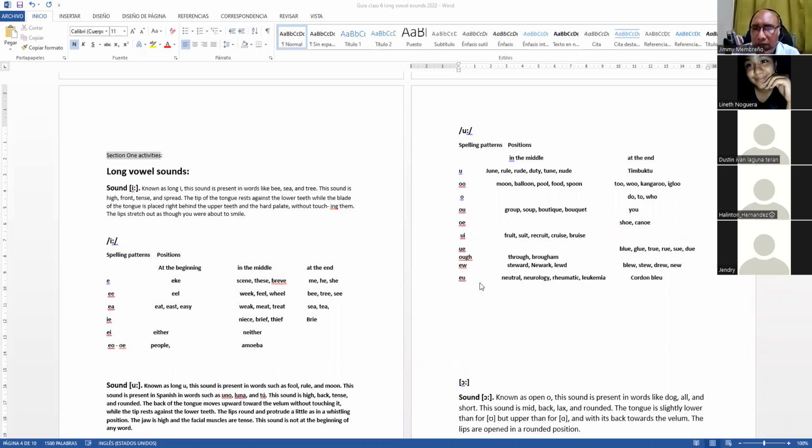And then we have the combination O-U-G-H that also is pronounced with a long U sound. For example, through, and it goes just in the middle, not at the end.